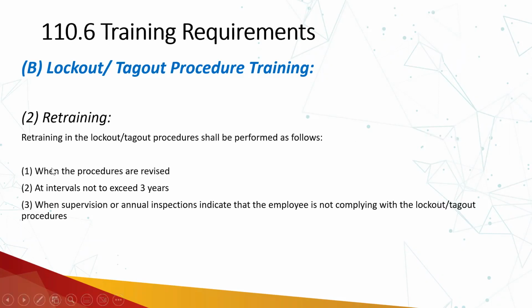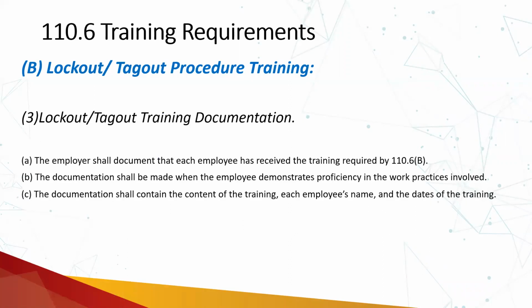The retraining requirement: when the procedures are revised, at intervals not exceeding 3 years. When supervision or annual inspection indicates that the employee is not complying with the lockout and tagout procedure, then retraining is required. Lockout and tagout training documentation requirement: it needs to be documented when the employees demonstrate proficiency in the work practices involved, and documentation should contain the content of the training, employee's name, and the dates of the training.